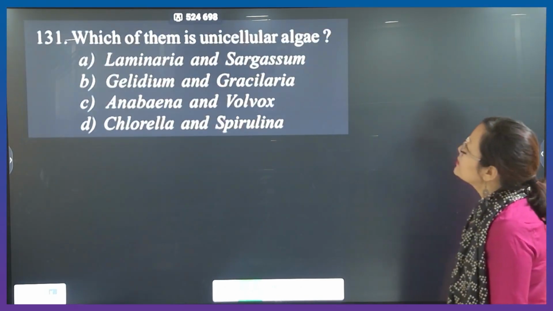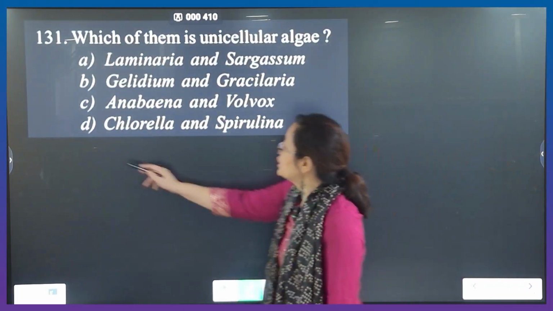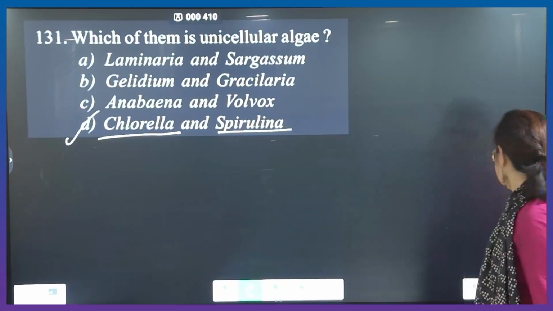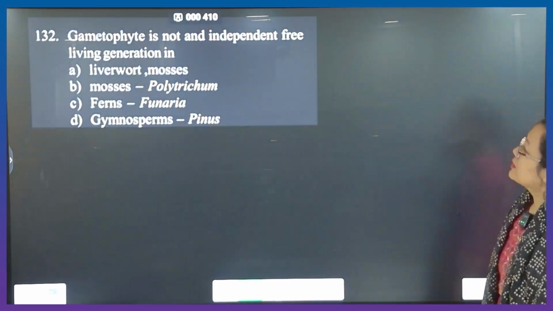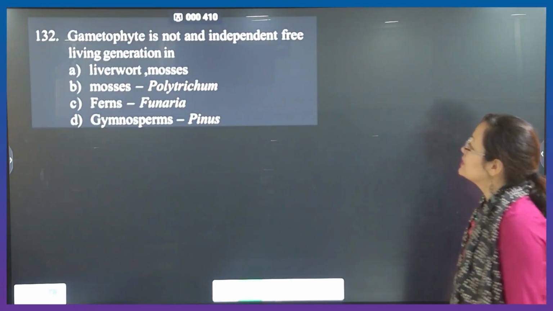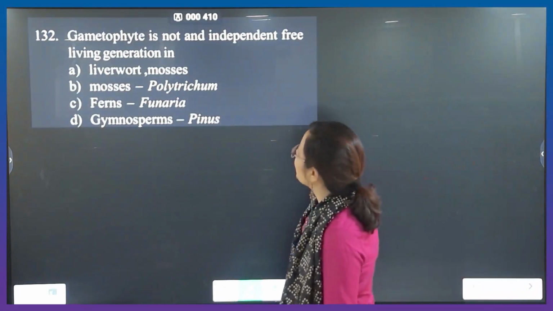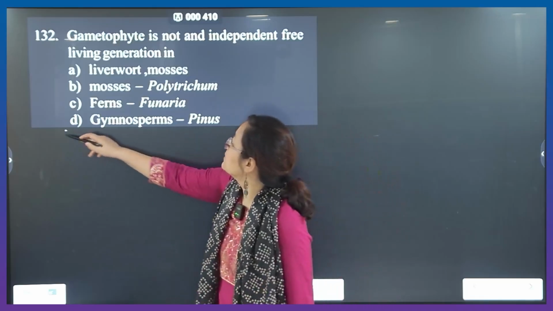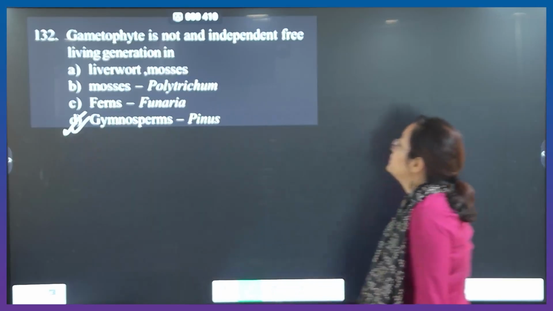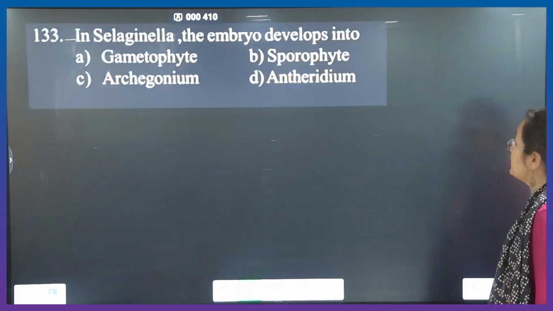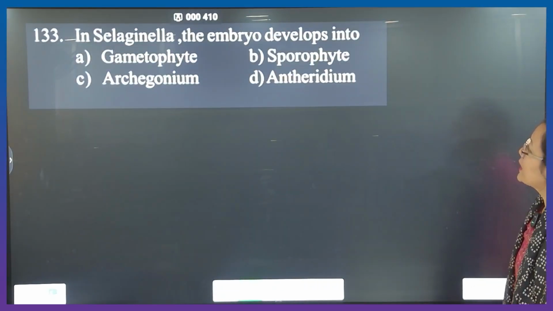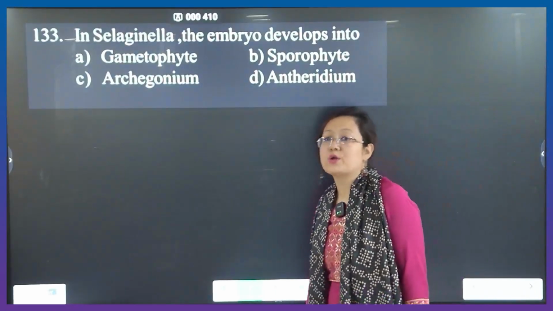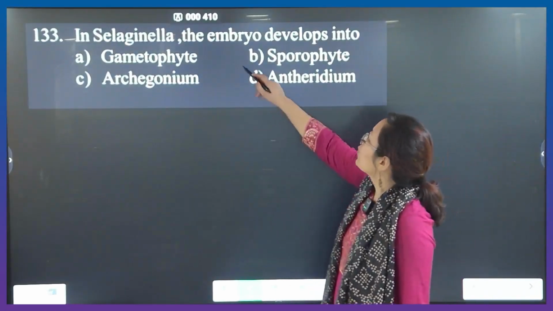Which of them is a unicellular algae? Answer to this will be Chlorella and Spirulina. This is unicellular. Next, gametophyte is not an independent free living generation in gymnosperm. Next, in Selaginella, which is a pteridophyte, the embryo will develop into sporophyte.